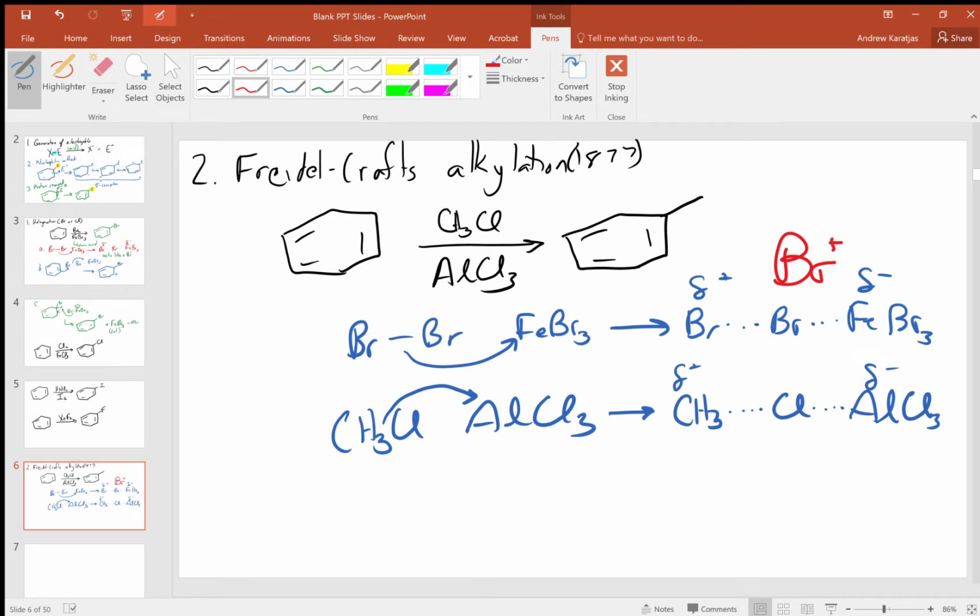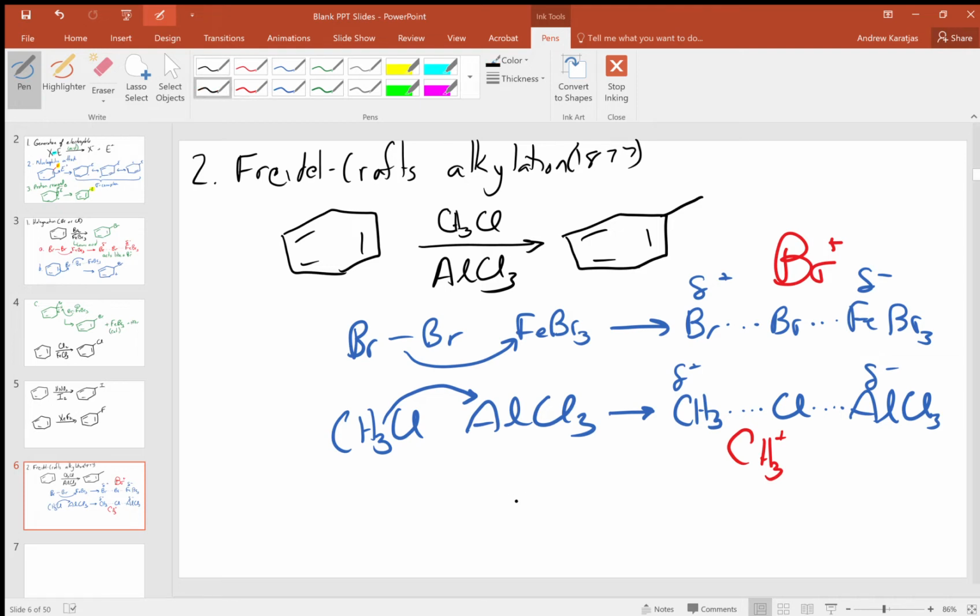Same thing here. Even though this isn't an actual carbocation, it's going to behave as if it is a carbocation. So this is going to behave as if it is a methyl cation. Now, we wouldn't have a methyl cation. We know that those are too unstable. But it's the equivalent of a methyl cation.